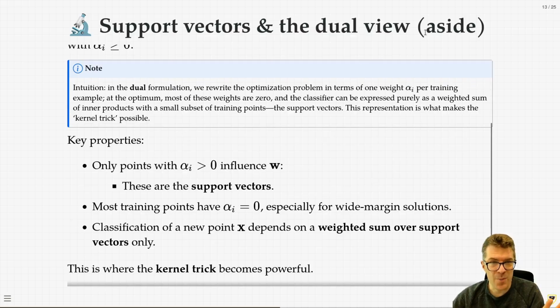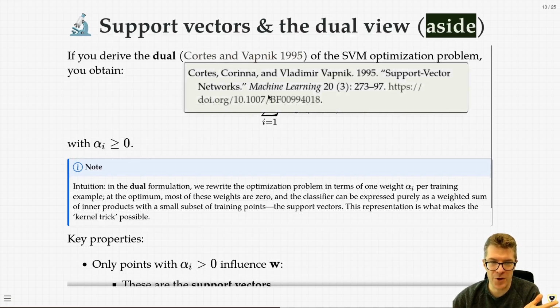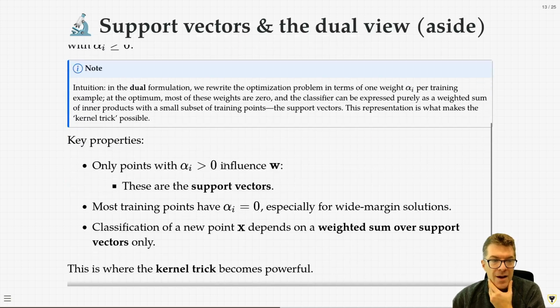So the key properties here, again, this is an aside. If you really care about this, and I hope some of you do, you can go ahead and read this paper. Only the points with alpha sub i being bigger than 0 will influence w. These are the support vectors. Most of the training data points will have these alphas close to 0. And classification of a new data point will depend on a weighted sum only of a small number of support vectors, which makes SVMs extremely fast and to some extent powerful.